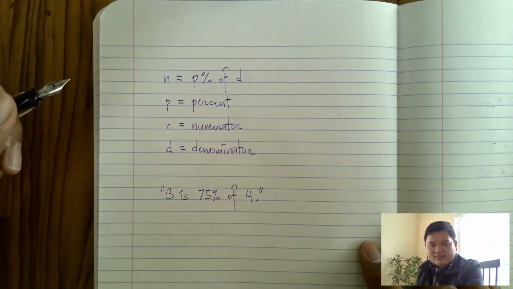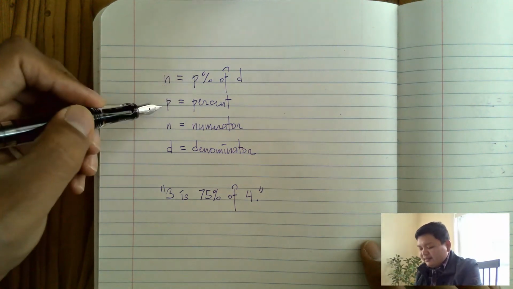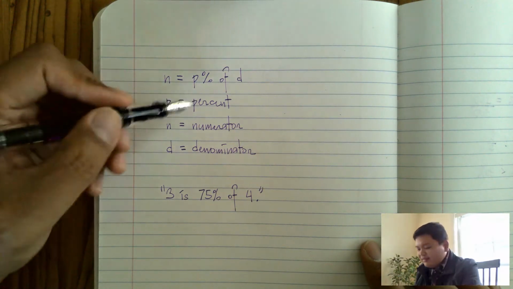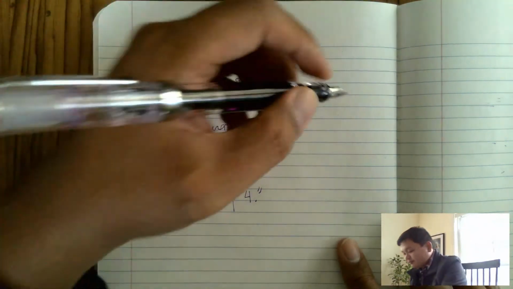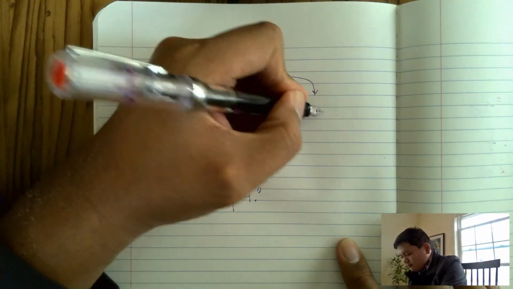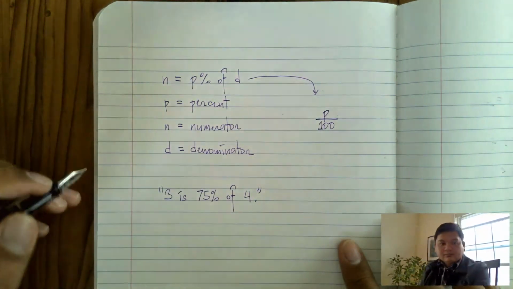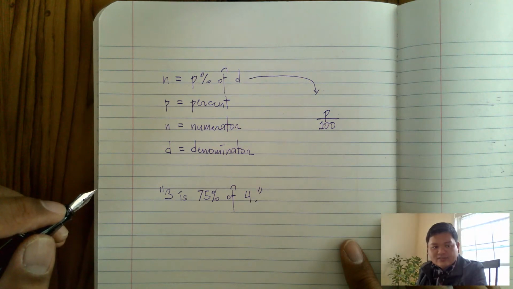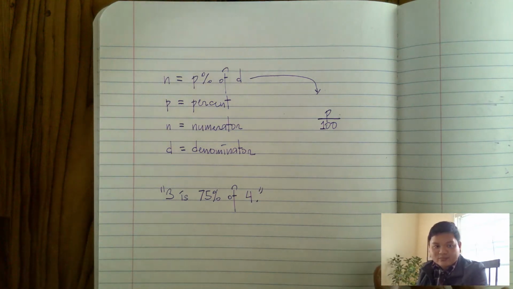To convert this statement into math, we will need to use our previous knowledge. The variable P is a percent, so it's a fraction over 100. So this can be written as P over 100. The variable n stands for the numerator and d stands for the denominator. That is, n over d is another fraction.